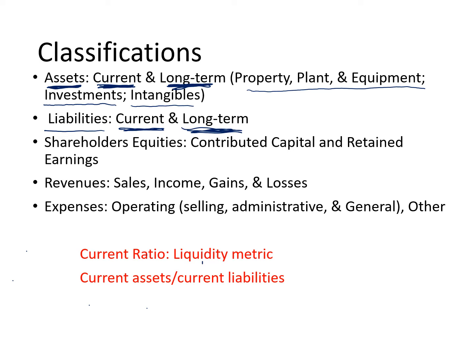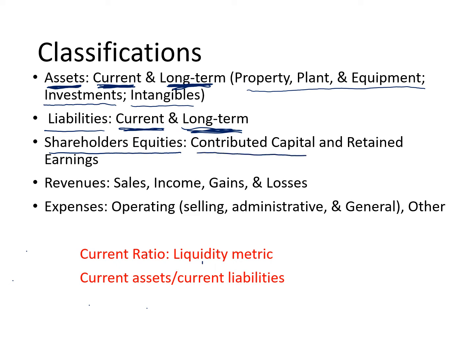Liabilities many times end in the word payable: accounts payable, rent payable, bills payable, utilities payable, mortgage payable, notes payable. You get the idea. Or they may start with the word unearned, like unearned revenue, unearned rent, those types of things. Shareholders equity. Since we're a corporation, there's two things.